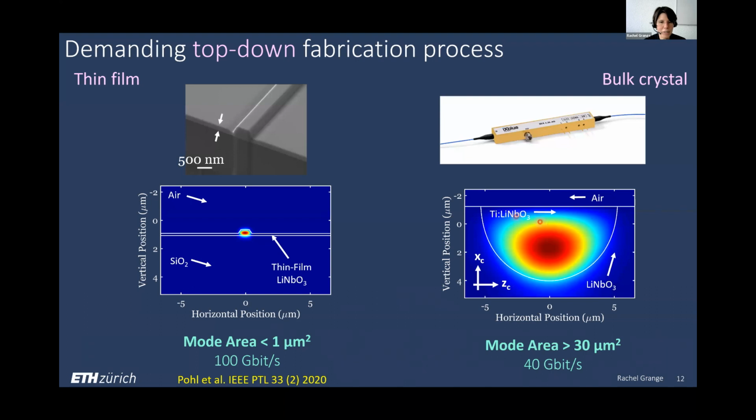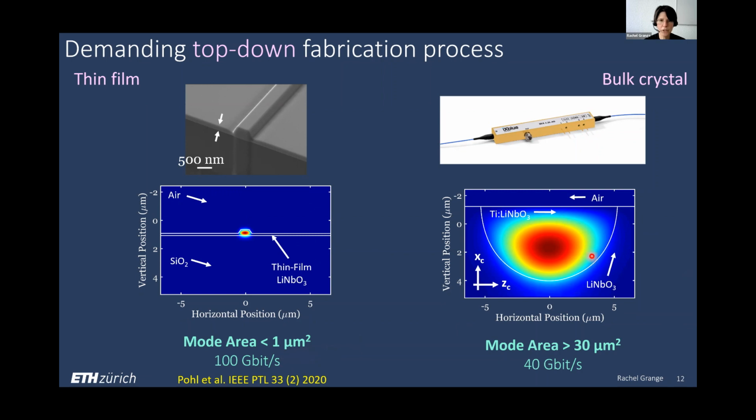What is striking between the bulk material and the thin film on oxide we have now is this cross-section. The mode area in the bulk material that can be achieved with titanium indiffusion is about one order of magnitude larger, 30 square microns or even more, compared to the mode area that we can achieve by etching lithium niobate on top of silicon dioxide. Here you see a mode area of 1 micron, and this was the key parameter to obtain modulators that work up to 100 gigabit per second.